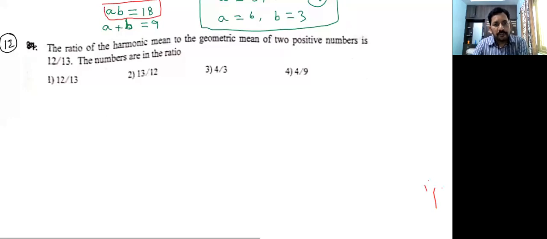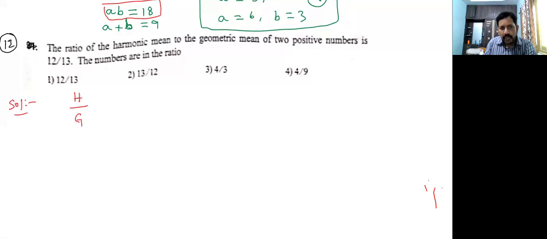The ratio of the harmonic mean to the geometric mean of two positive numbers is 12 by 13. Then the numbers are in the ratio. Numbers means A and B only. What is given here? By observing the question, write the given things. Harmonic mean divided by geometric mean, that is equal to 12 by 13, given.